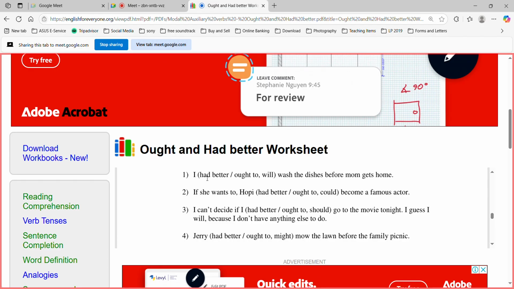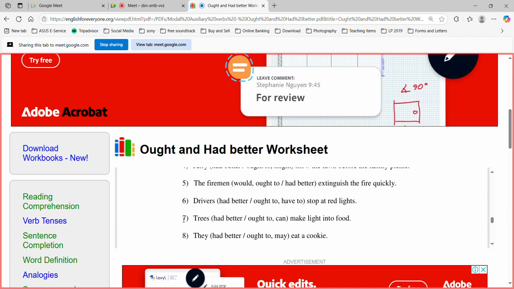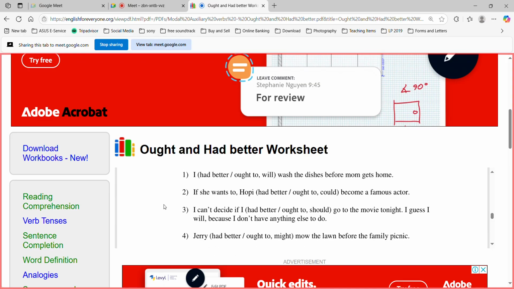So you have to choose had better, ought to, or will; or had better, ought to, or could; had better, ought to, or should, and so on. So you have to do 1 until 4 first, until I scroll to number 7. So all of 7 questions altogether. Please do now 1 until 4 first. Once you finish, you can let me know. Thank you.